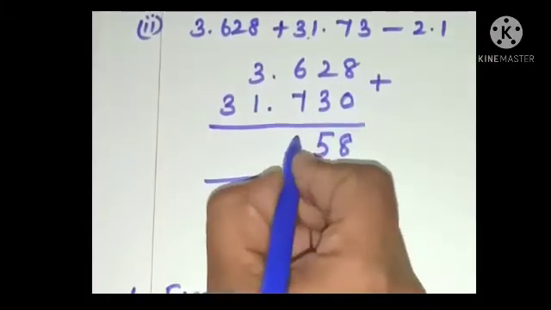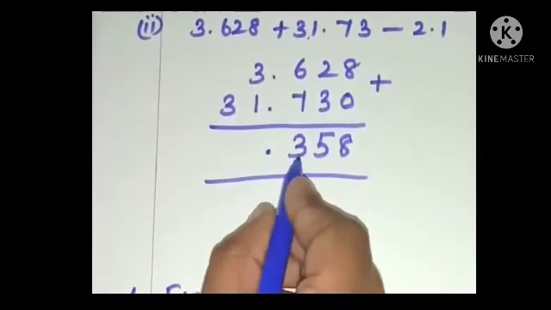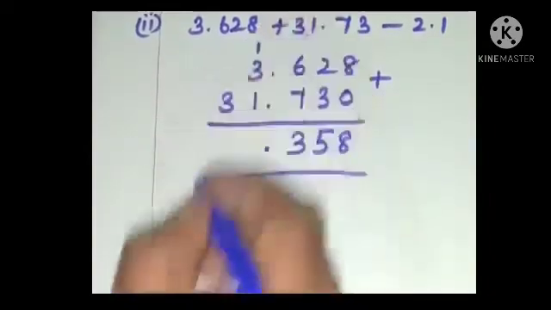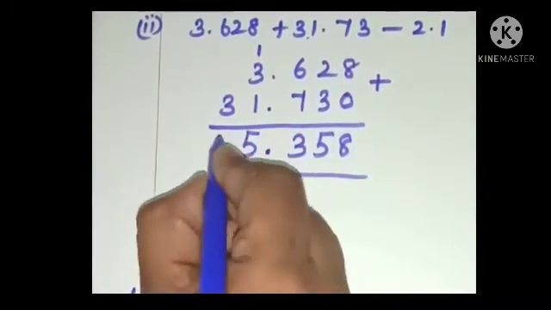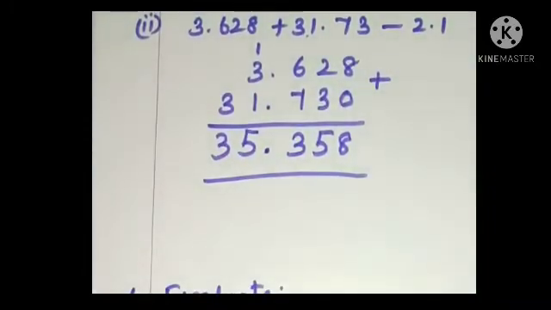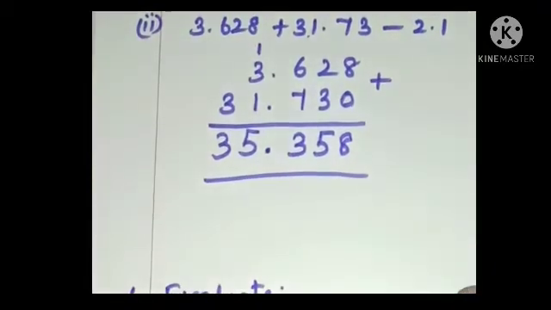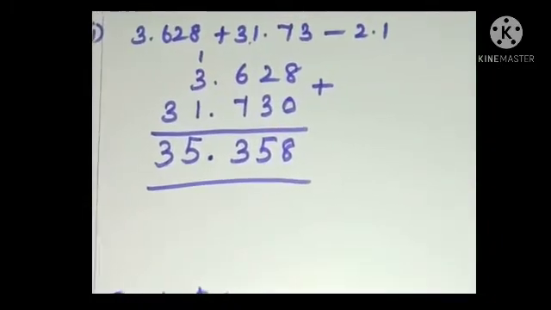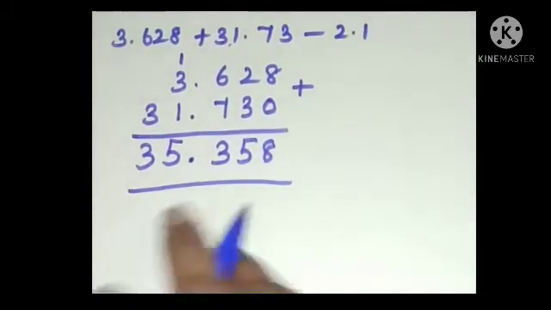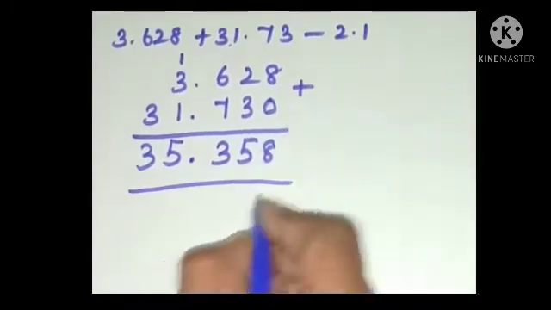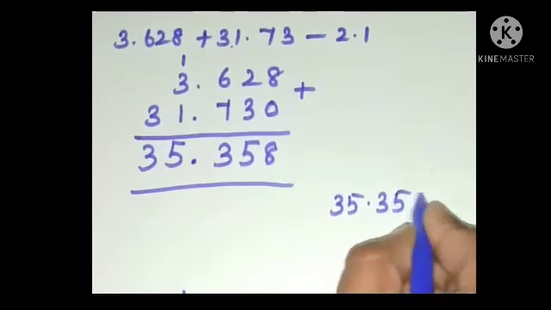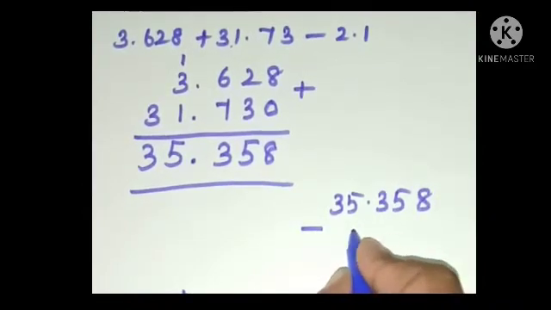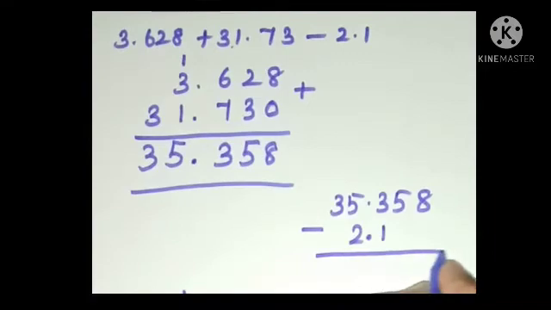6 plus 7, 13. Put 3 here and bring 1 to the whole part. So 3 plus 1, 4, 4 plus 1, 5. Here 3. 35.358 is the sum of the first 2 decimal numbers. And then our next step, we have to subtract 2.1 from 35.358. So children, listen carefully. 35.358 minus 2.1.